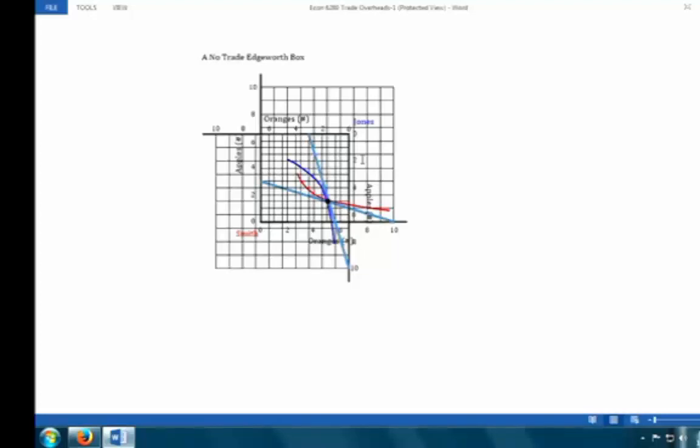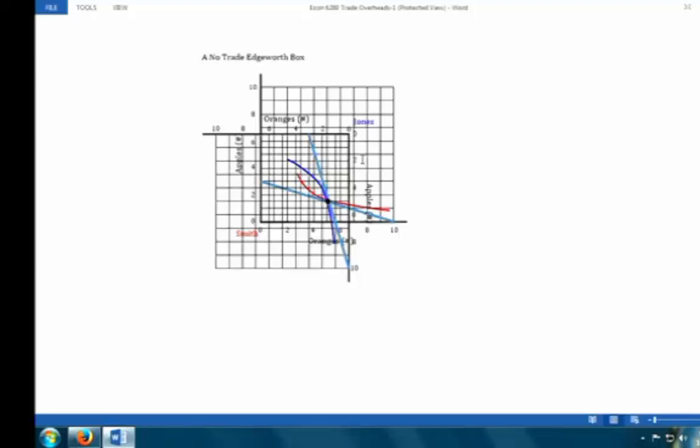What's the significance of the lens? Why does that matter? Because outcomes are better than the lower. The best outcomes for Smith and Jones are in the center. The best outcomes. And what's going to happen if they get to the center? How do they get to the center? Trade. And if they trade, what's going to happen to their well-being? Both of them is going to go up, right?